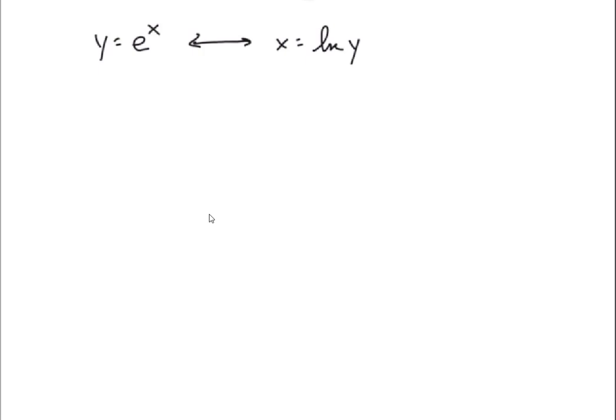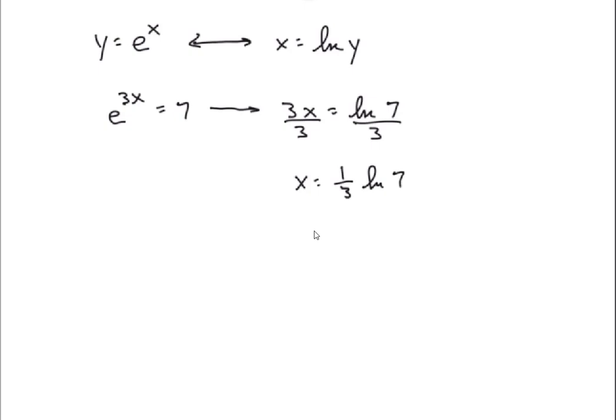And we can use this to solve exponential equations. For example, if we have e to the 3x equals 7, we have an equation that is similar to this, except the x has been replaced by 3x, and the y has been replaced by 7. So we come back over here and we make the same replacement. So x is being replaced by 3x, and y is being replaced by 7. And so now we can finish solving this. Divide both sides by 3. We get x equals 1/3 natural log of 7.